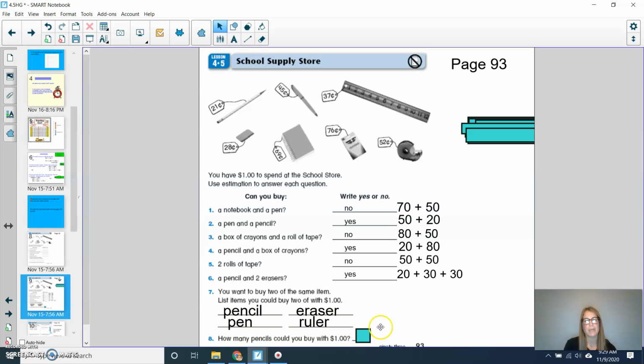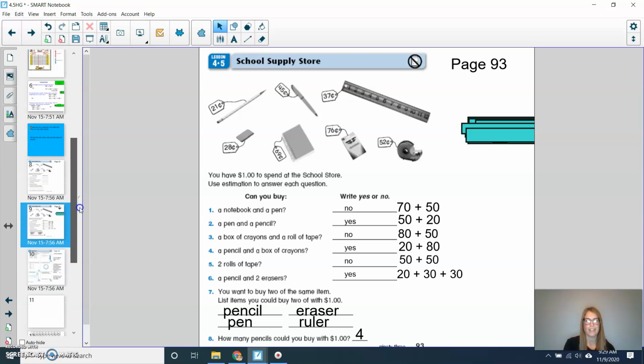For the last question, it says, how many pencils could you buy with $1? A pencil is 20 cents. I have to be careful because if I did 5 pencils, that would round to $1. But again, I rounded down, so I still have those 5 pennies. So that would just barely be too much. I would only be able to buy 4 pencils. And 4 pencils would round to about 80 cents. So double check to make sure you have this page correct, and we'll work more with estimating in future lessons.